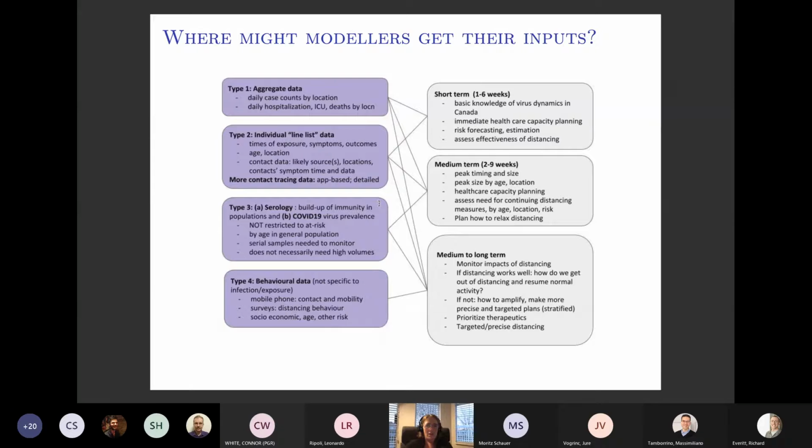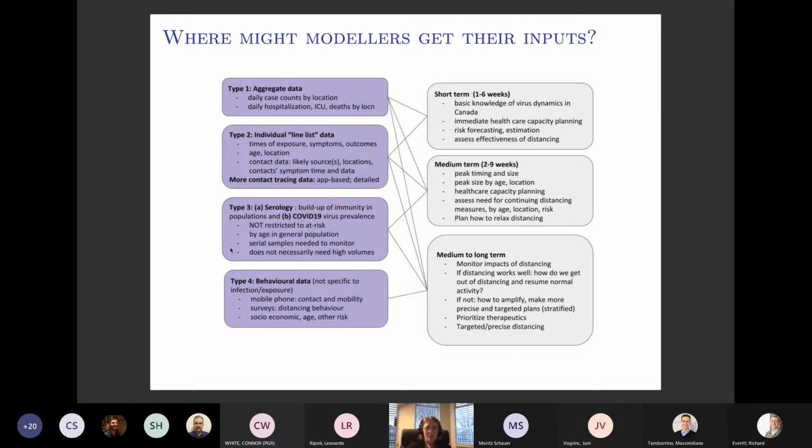I kind of separated out into 4 types of data. Aggregate data, which we're all familiar with, those cumulative curves, numbers of people by time. Individual line list data, which we never see in the public, except when Singapore and Tianjin put it out on the internet. So that's times of exposure, who infected whom, contact data, where were they? They both attended this church event, or this person's husband went to shop at the mall and then this happened.